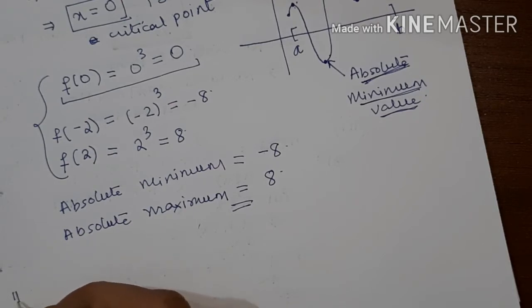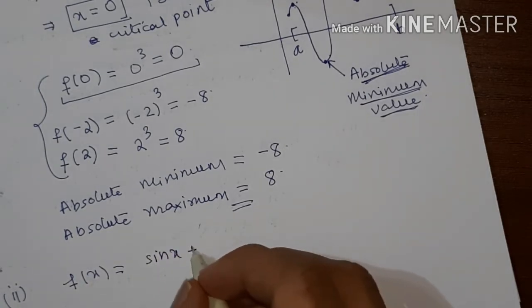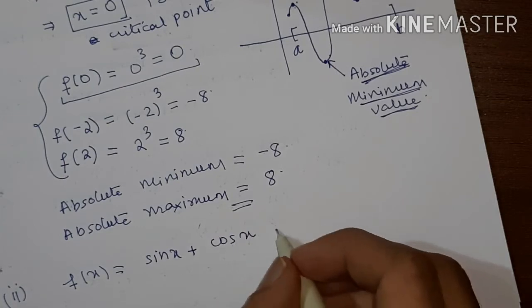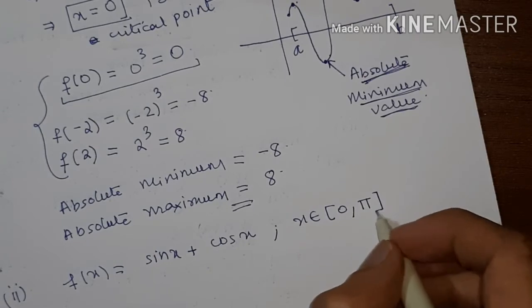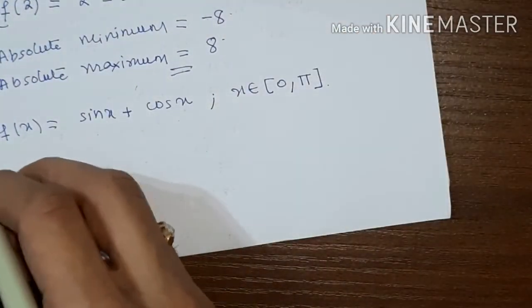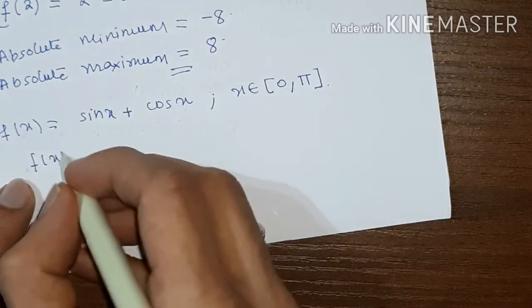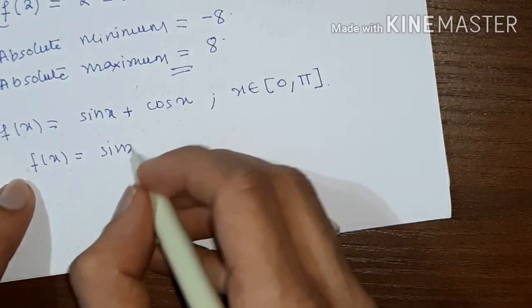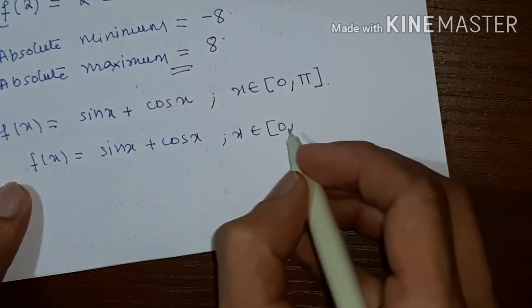Now let us do the second problem. That is f(x) equal to sin x plus cos x, and x belongs to the closed interval 0 comma pi. Now what is the first step? See, the function given is sin x plus cos x, where x belongs to 0 comma pi.